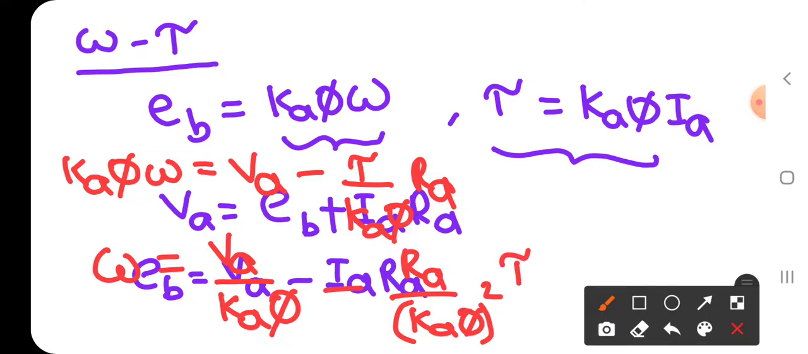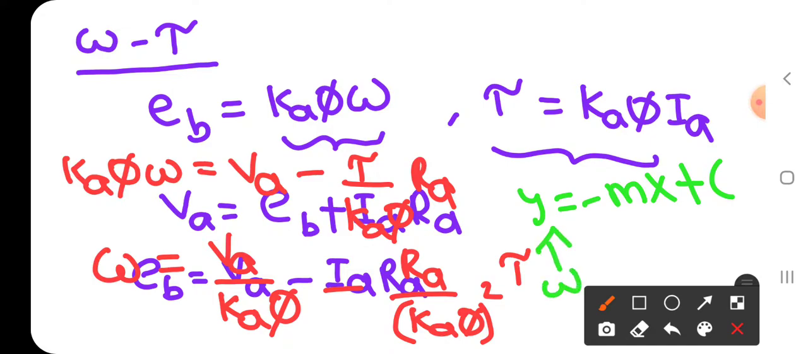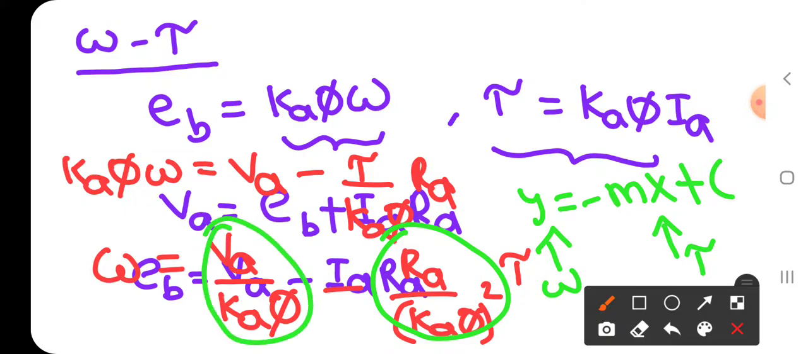Now we know that Ka phi is constant, Ra is also constant. Therefore here we can say this equation is like y is equal to minus mx plus c. Here y I take as omega, x I will consider as the torque tau, and m is this value, and c is Va by Ka phi.